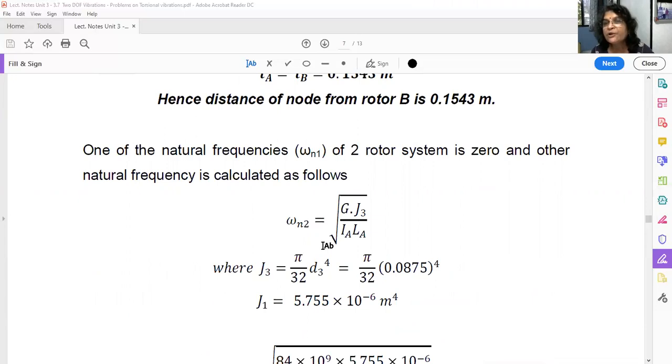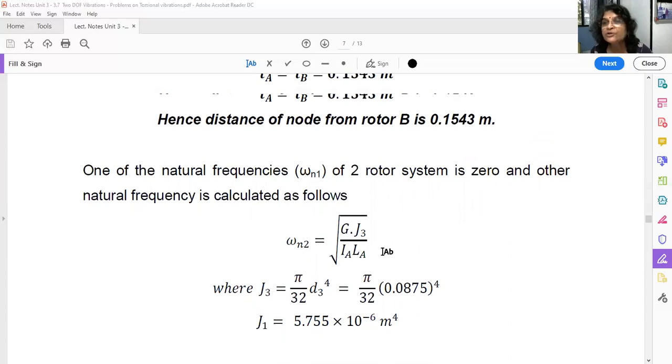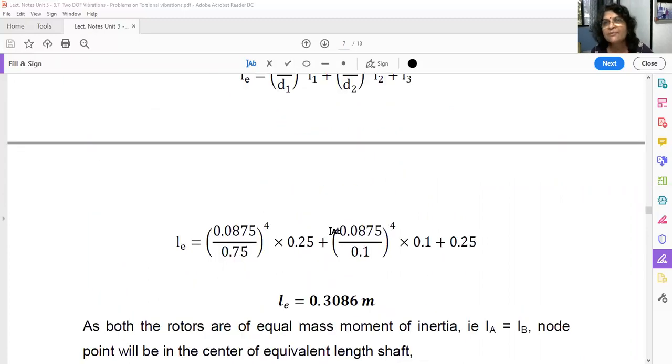Omega n2 is equal to square root of G J I A. Now here, you can consider the single rotor system on either the left hand side or the right hand side. If I consider the left hand side, this will be G into J3 upon IA LA. You can consider anything. I can also consider IB LB, because you know that IALA is equal to IBLB. This must be there, no?